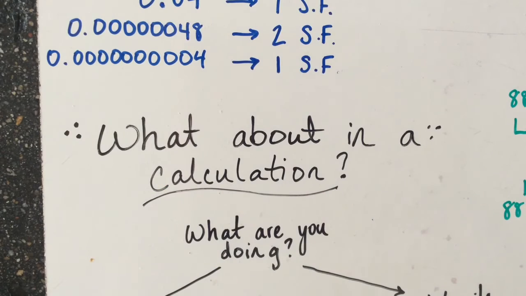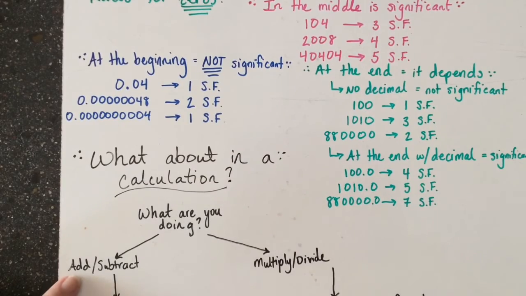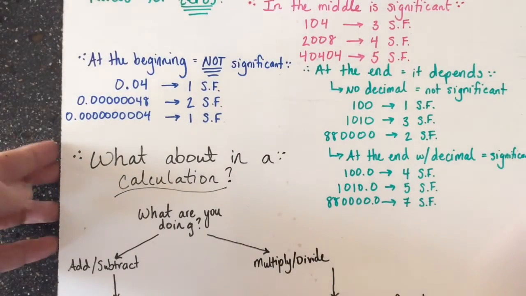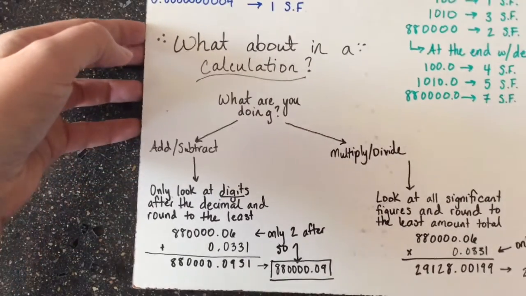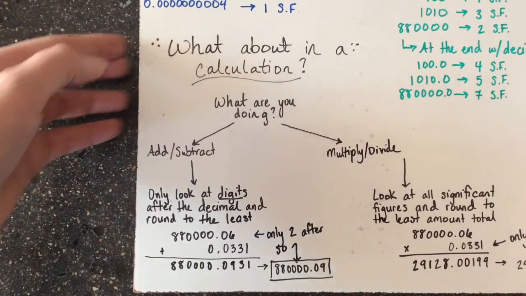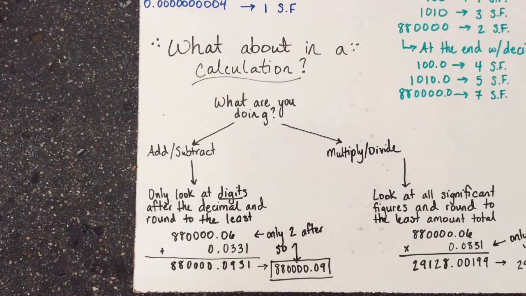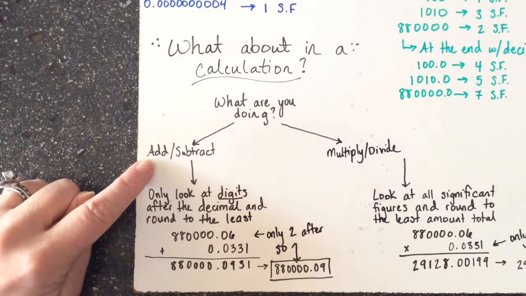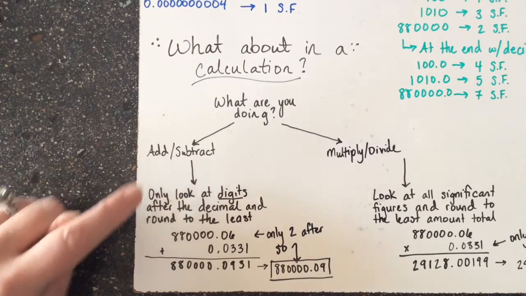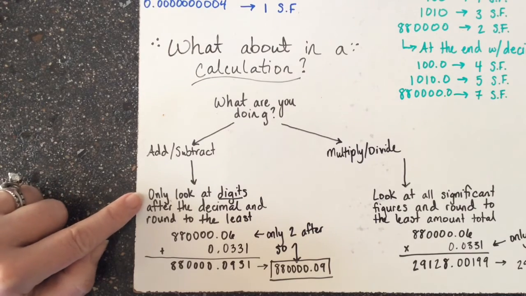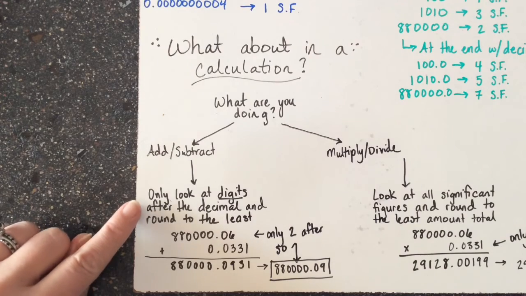How about if you're doing a calculation? The first question you want to ask yourself is, what are you doing? Adding and subtracting? Or are you multiplying and dividing? Let's look at adding and subtracting first. The rule is only look at digits after the decimal. Significant figures. So a digit is any number, including 0.